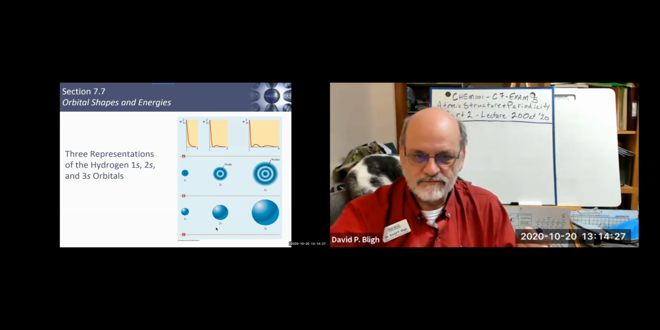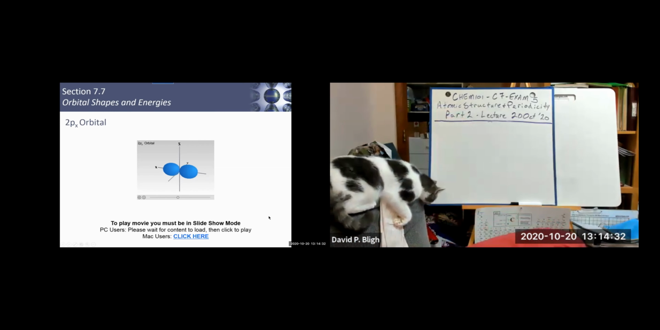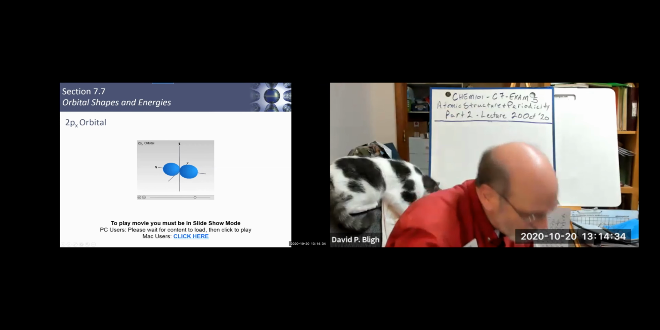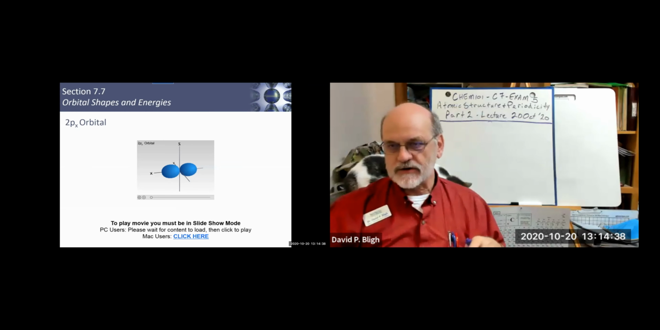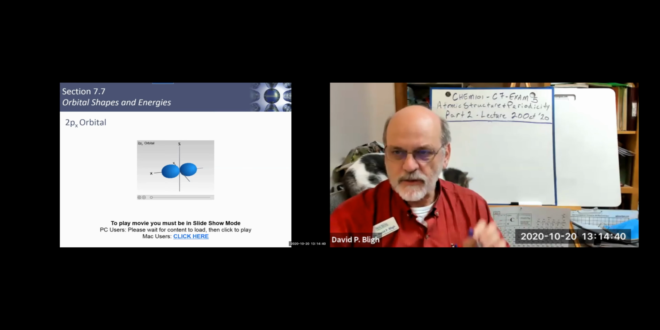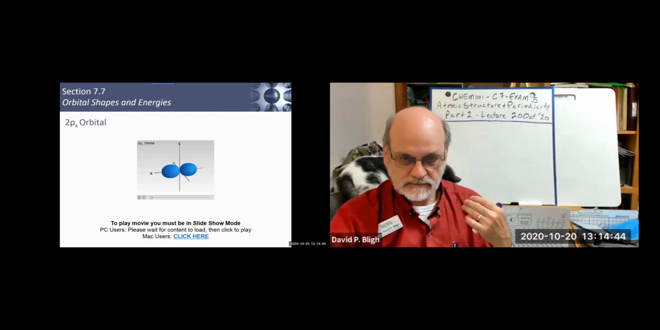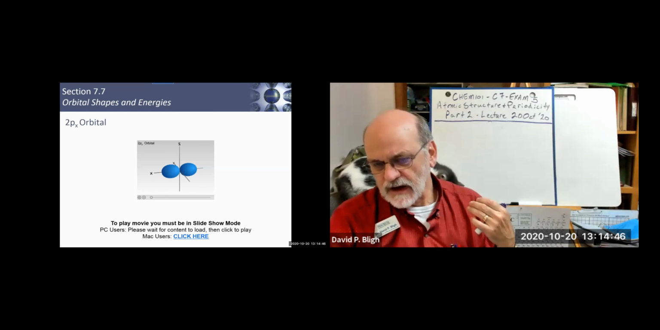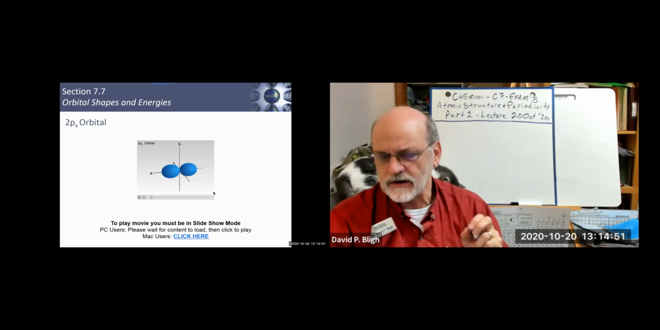Okay, so let me proceed to the next. The 2px orbital is in the shape of a figure 8 along the x-axis. So there's that dumbbell shape I was talking about earlier. The p orbitals, or the L equals 1, are dumbbell shaped, with, of course, the nucleus right here at the center.